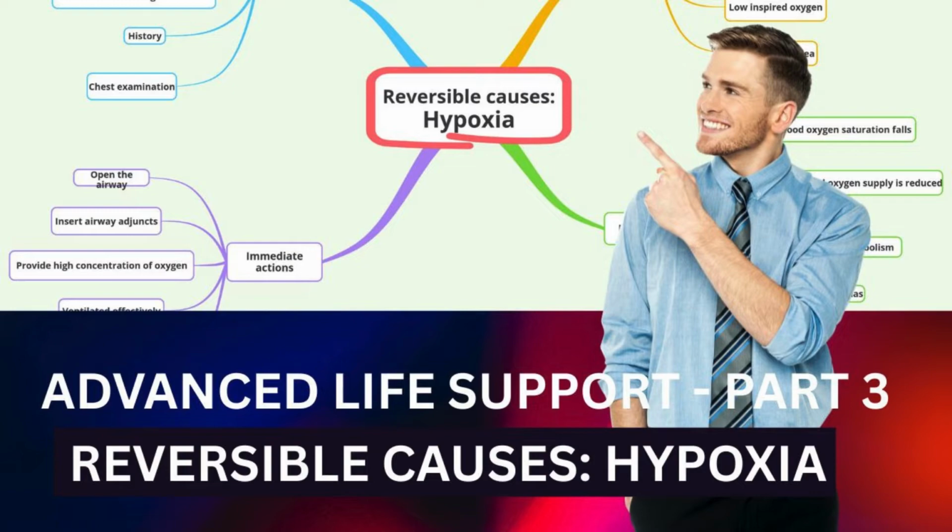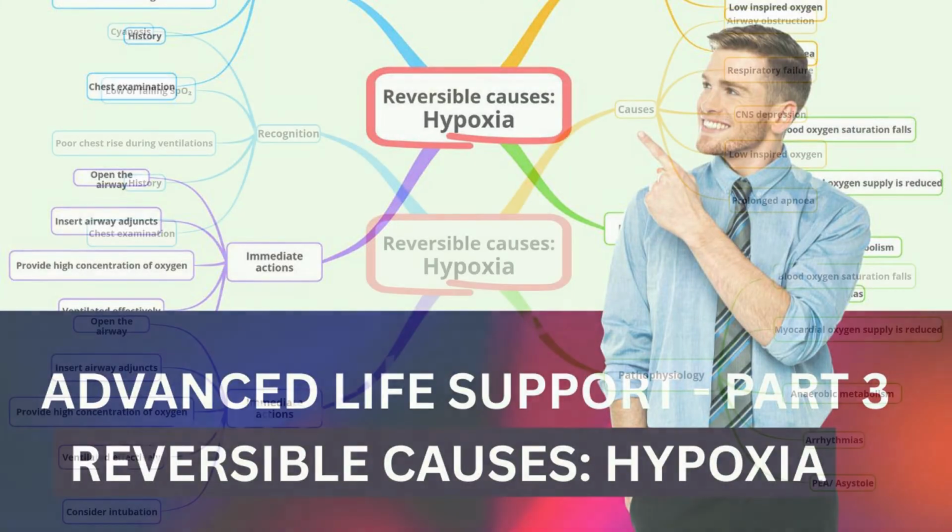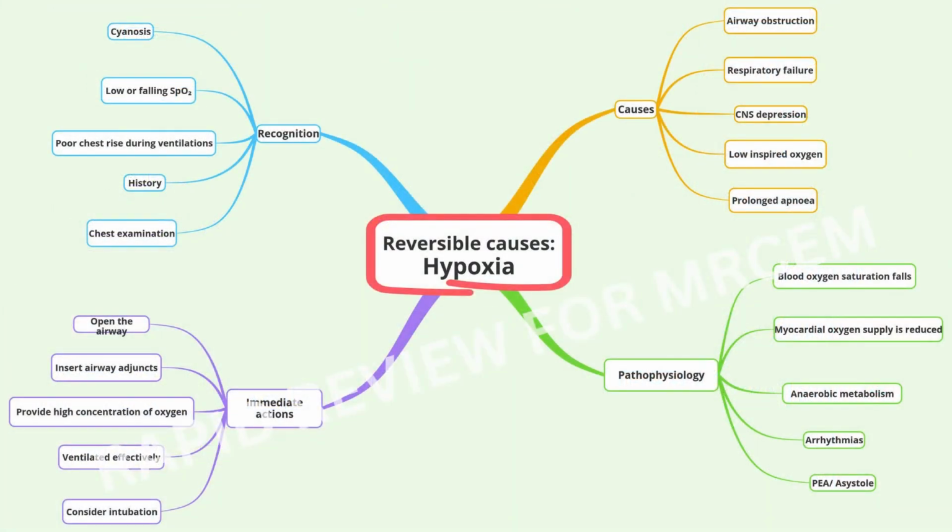Let's start with the first reversible cause, hypoxia. Hypoxia is one of the most common and critical reversible causes of cardiac arrest, particularly in asphyxial arrests such as drowning, airway obstruction, or respiratory failure. According to ALS guidelines, treating the cause of hypoxia must be the highest priority in these cases.